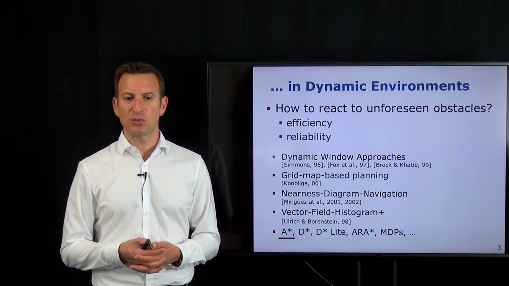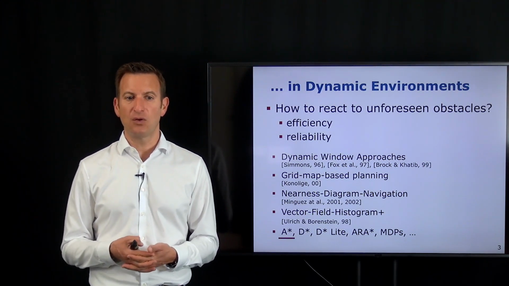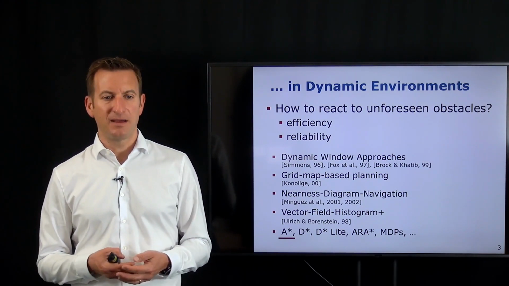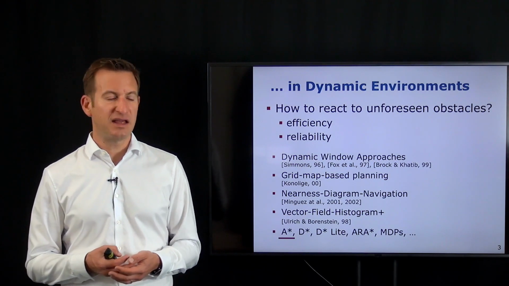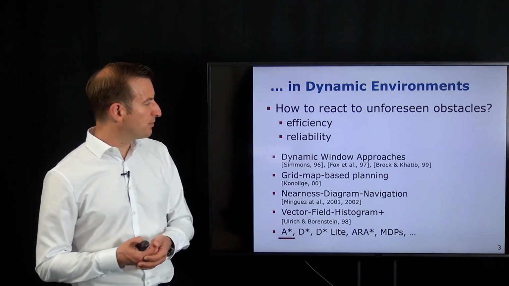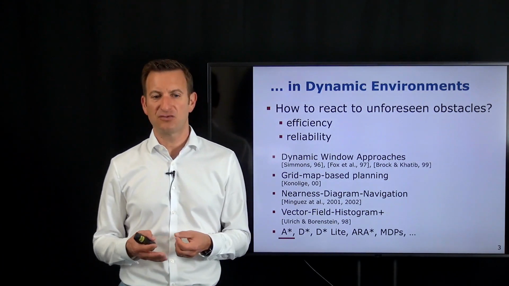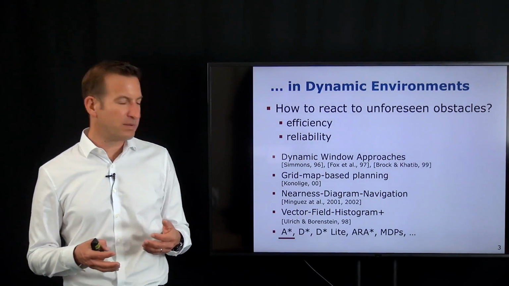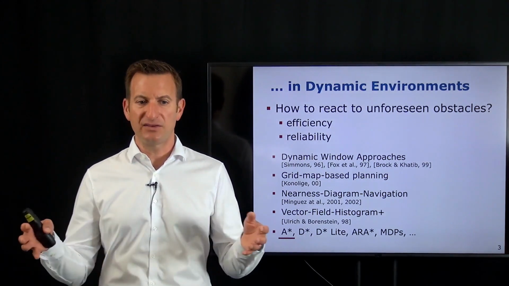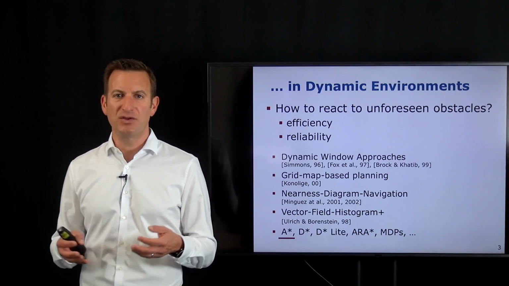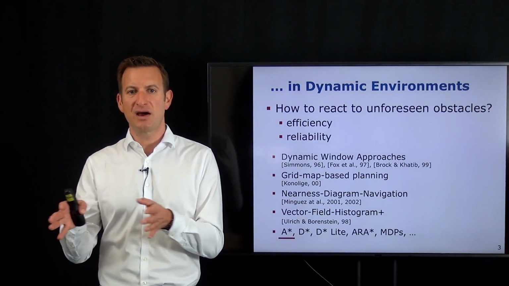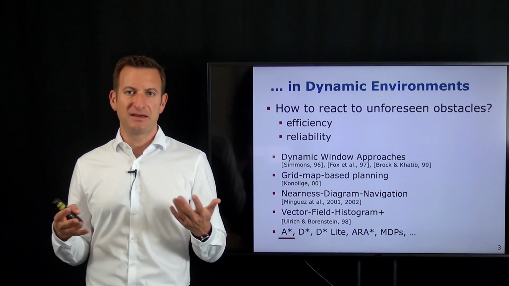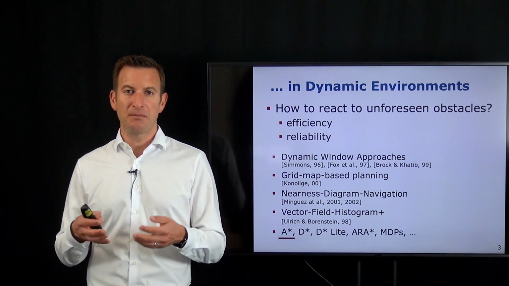So the main question is, how do we react to those unforeseen static or moving obstacles? How do we do that efficiently, and how do we do that reliably? And there's a large number of different techniques that have been proposed. For example, dynamic window approaches are reactive techniques that try to drive around obstacles, approaches that use grid maps for planning. We have other local techniques like the nearness diagram, which basically takes your local sensor information into account and makes all the decisions based on that local information, and a large number of techniques that rely on path planning.